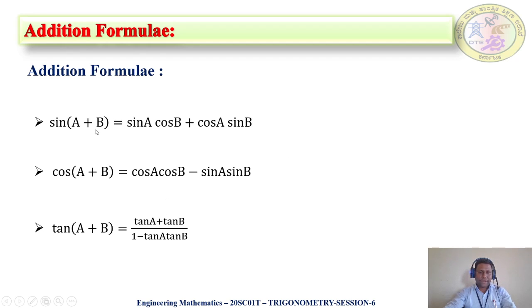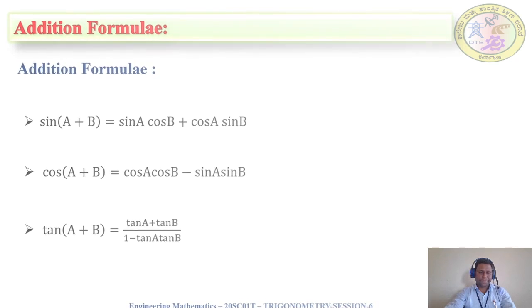First is sin of A plus B is equal to sin A cos B plus cos A sin B. Second one is cos of A plus B is equal to cos A cos B minus sin A sin B. Then third one is tan of A plus B is equal to tan A plus tan B whole divided by 1 minus tan A tan B. So these three are called addition formulas.